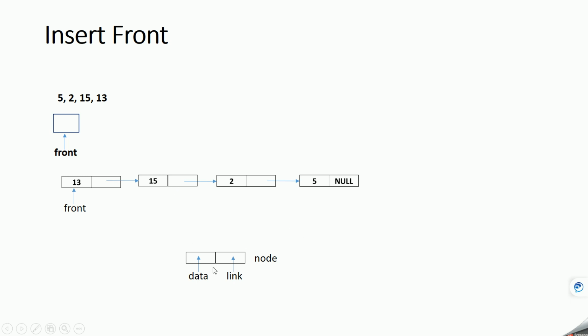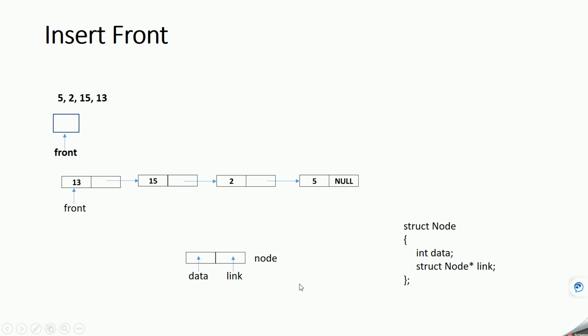To create a node we have to declare a structure like this. For this structure you give the keyword struct and then the node name, whatever name you want, and then we take the members. In this case we want two things: one is data, another is a link. This link is a pointer because it is also a node, and this link will contain the address of the node. That's why it is of type struct node.